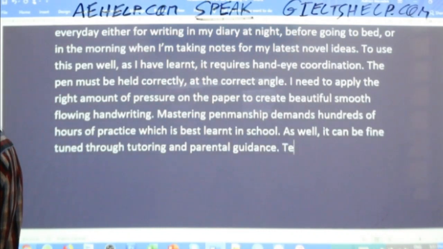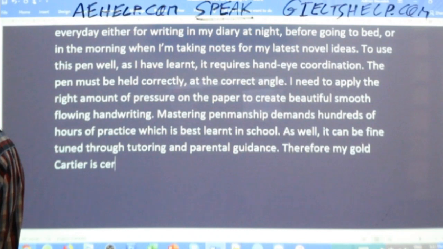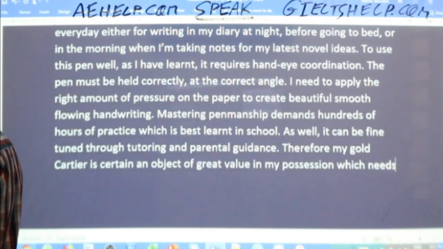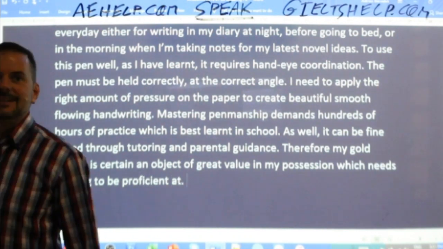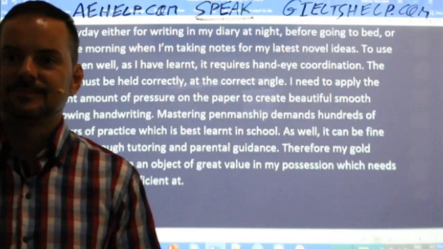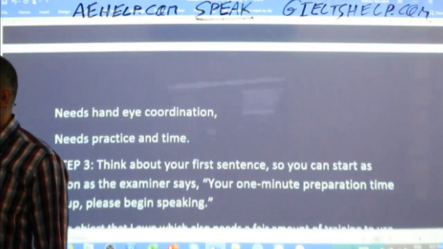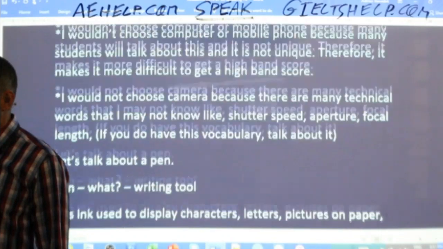Therefore, my gold Cartier is certainly an object of great value in my possession, which needs training to be proficient at. Okay? All right. There we have it. So, let's read it, make sure it makes sense, fits within the 2 minutes.